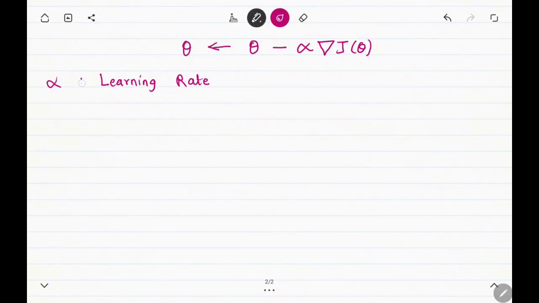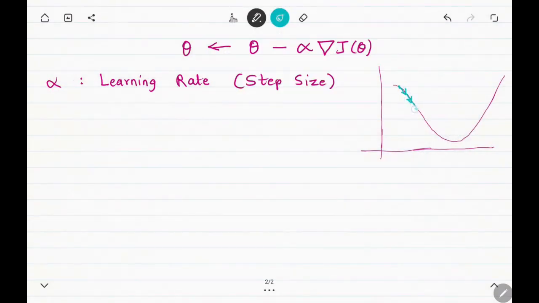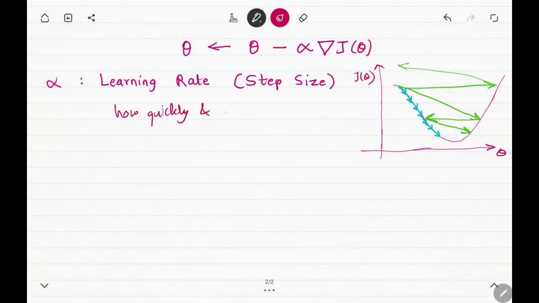So the key idea can be denoted as θ = θ − α∇J(θ). Now what is alpha? The symbol α is the learning rate. It simply means the step size. If alpha is too small, you move downhill but painfully slowly. If alpha is too large, you may overshoot the minimum and oscillate or even diverge. So alpha does not change what the best answer is. It changes how quickly and how safely we reach it or approach it.